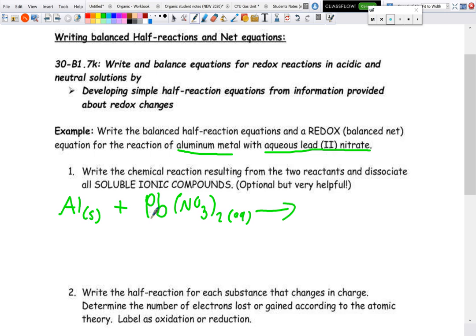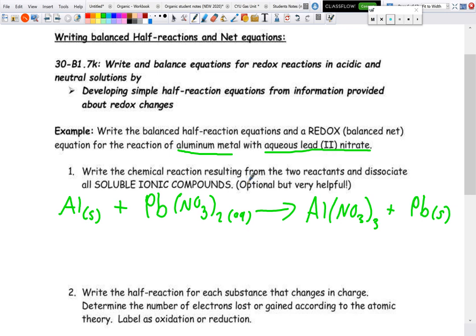Now, if you look at this, you remember this is a single replacement reaction, so that means the aluminum is going to replace the lead. So our new ionic compound is going to be aluminum nitrate, so that's Al(NO3)3, and then lead solid. Now for these, we don't really need to worry about balancing it yet, because we're going to balance it when we actually build our redox equation. So we want to get the electrons transferred in, so we're just going to leave this unbalanced.